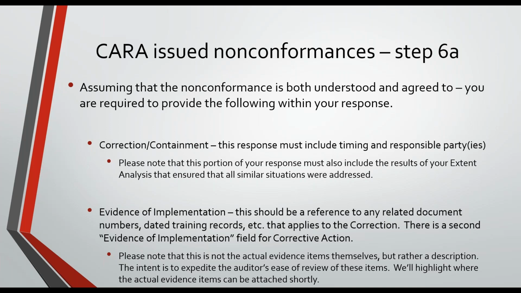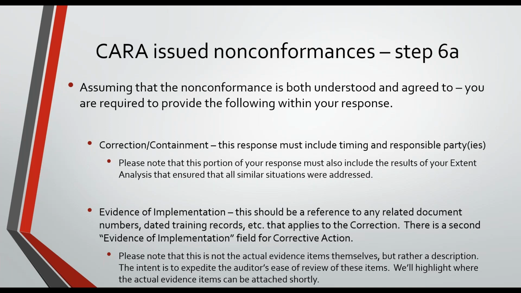And the intent here is that you're going to address the item that was cited in the evidence by the auditor. So in other words, if the auditor says that there were 2 people that were missing their training records, under correction and containment, it should indicate at minimum that those training records have been created and that you've confirmed no other training records are missing.